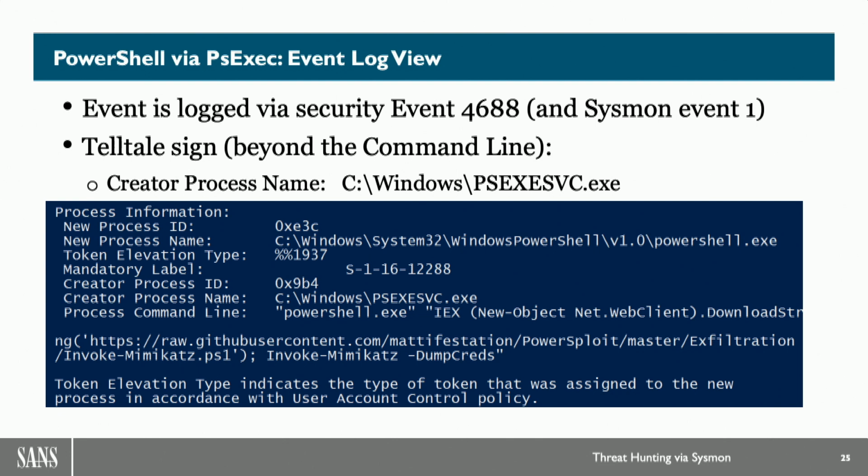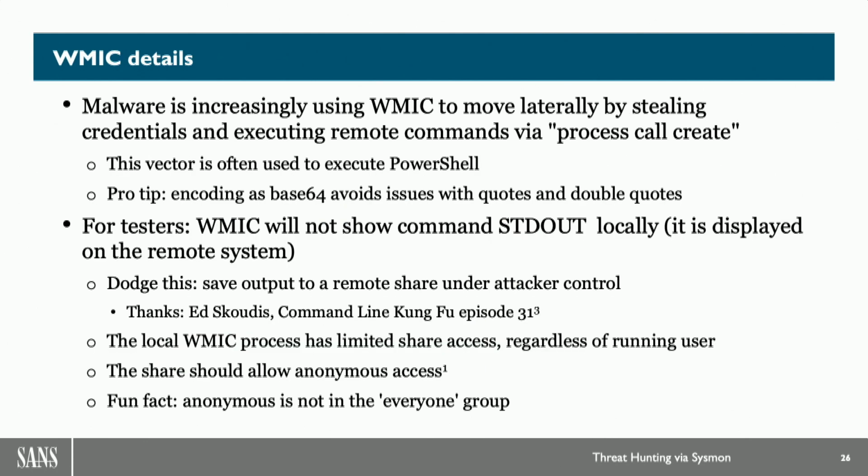So this is event 4688 right here. And if you turn on the full command line auditing, you get the whole thing. It's right there. It's a piece of cake to find if you're looking for it, right? It's not hard to find this stuff. Again, there are ways to obfuscate, but it's not hard to find this stuff, right?